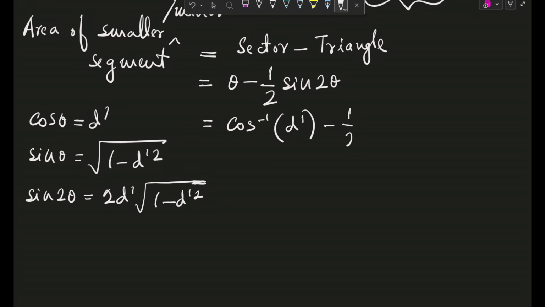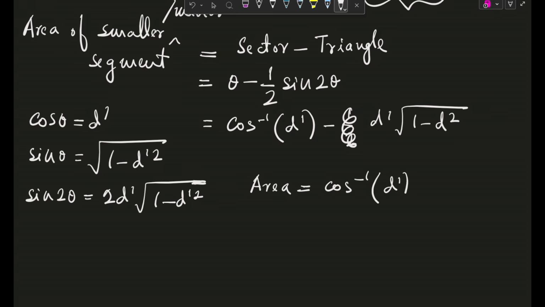minus, and actually half sine 2 theta. So half into 2, it's becoming 1 only. And this thing will be d dash root 1 minus d squared. Okay. So basically our area has come out to be, I will write the final form in a box, cos inverse d dash minus d dash root 1 minus d square. Okay, this is the final area of our segment.